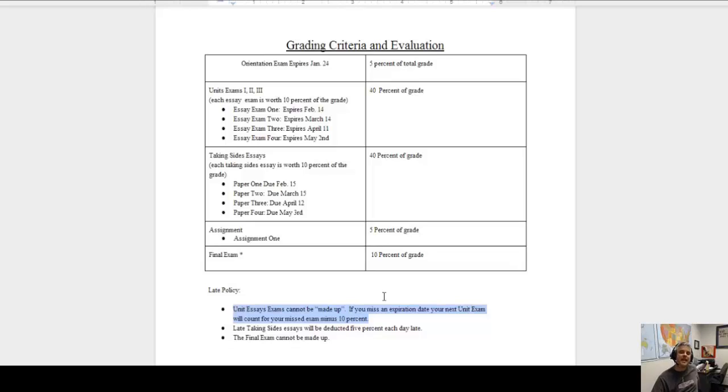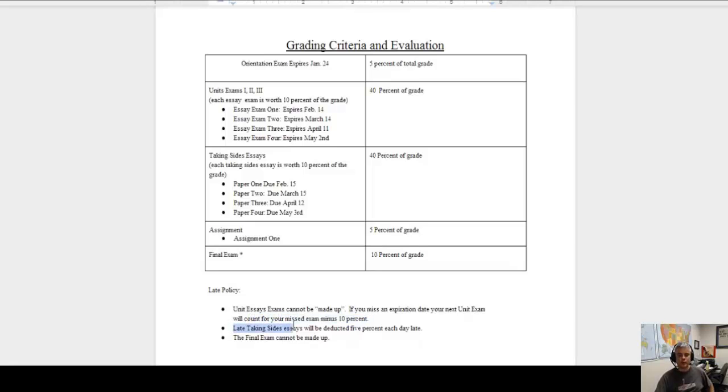And what happens is the next unit exam, I will plug in the score that you earned for. Let's say you miss unit exam 1. Right here. So you missed that one. So unit exam 2, you earn a 80%. I will plug that into unit exam 1 minus 10%. Right? So if you got an 80 on that, then you would earn a 70 for your unit 1, the one you missed. Right? So just to let you know about that.